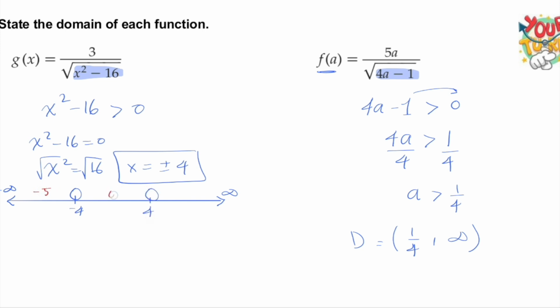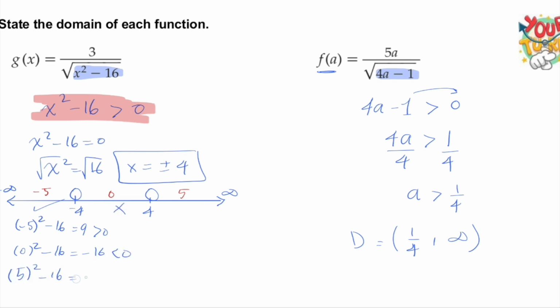Testing values negative 5, 0, positive 5, and I test in this inequality. If I substitute negative 5 to the power of 2 minus 16, I will get 25 minus 16, which is 9 greater than 0. So this interval is correct. 0 squared minus 16 gives negative 16, less than 0, not part of the domain. And 5, similar to negative 5, will give me positive 9 greater than 0, and this is what we are looking for. So the domain is negative infinity until negative 4, this is my first interval, and my second interval is 4 till positive infinity.